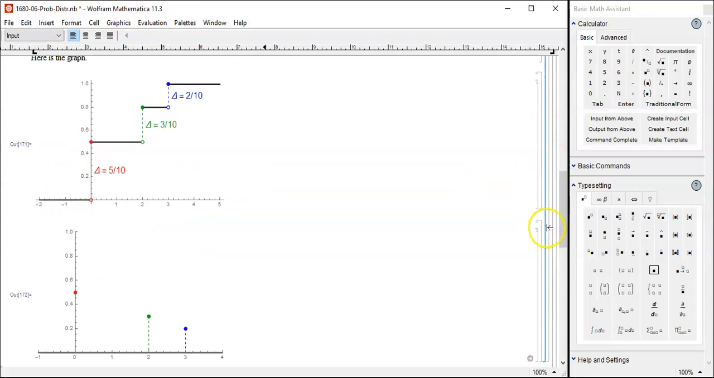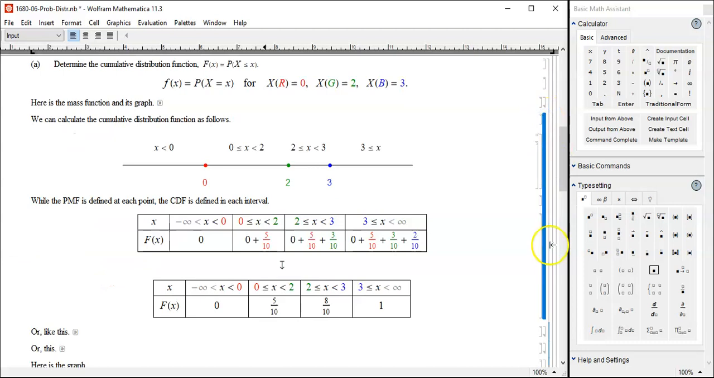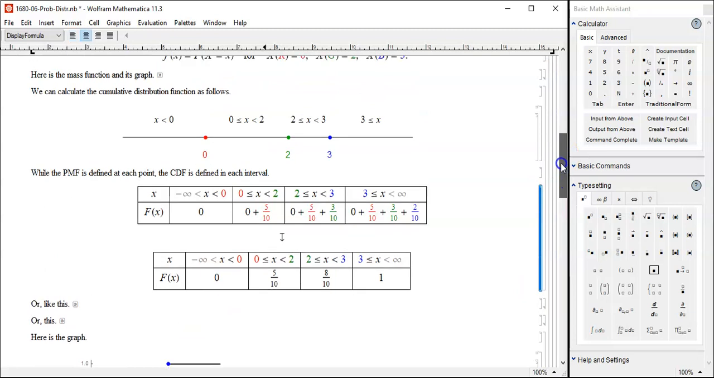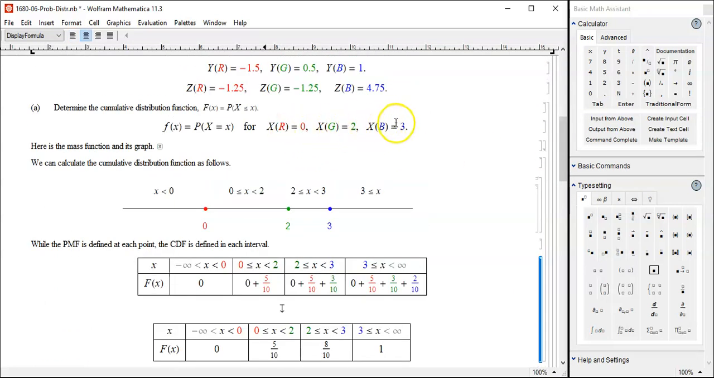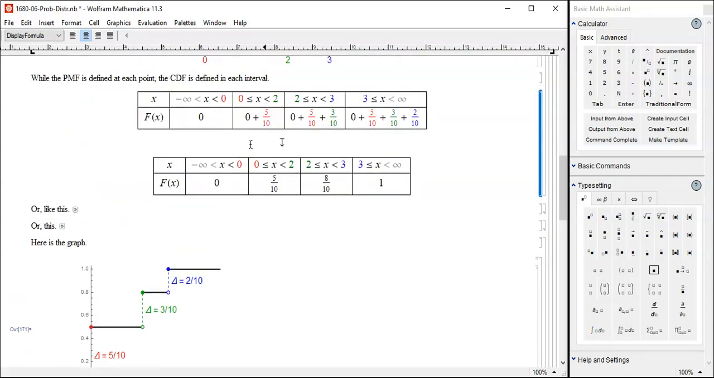Finally, here's a graph. Let's bring back this tabular expression. Yep, let's get this thing back. Okay, we have these 3 numbers that correspond to these 3 points, red, green, and blue. So we have 4 intervals there: less than 0, between 0 and 2, between 2 and 3 and greater than 3. We have probabilities 0, 5/10, 8/10, and 1.